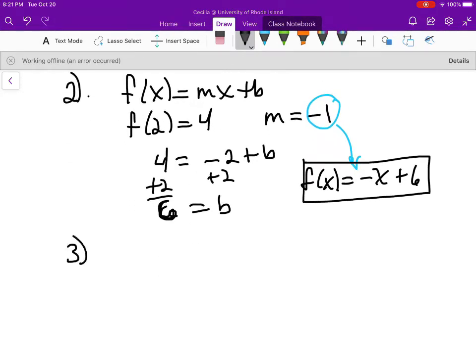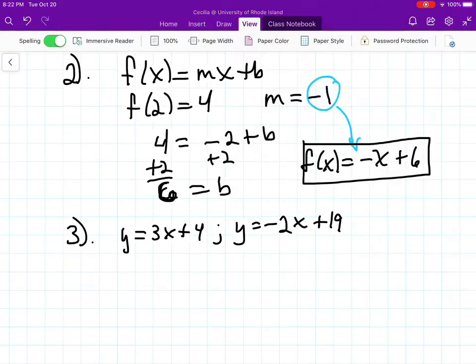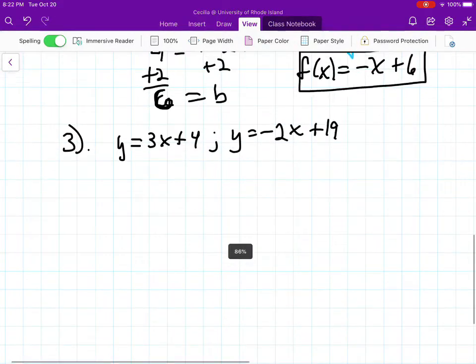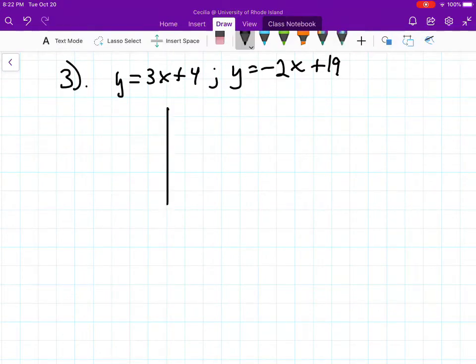For the next 2 problems, we're asked to find the point of intersection for each pair of straight lines. So for 3, we're going to see that the 2 lines are y equals 3x plus 4, and the second line is y equals -2x plus 19. When we look at the point of intersection for this, it's helpful to graph. So we're going to pull up some graph paper and go ahead and graph this out just to see if, when we do our math, it makes sense.